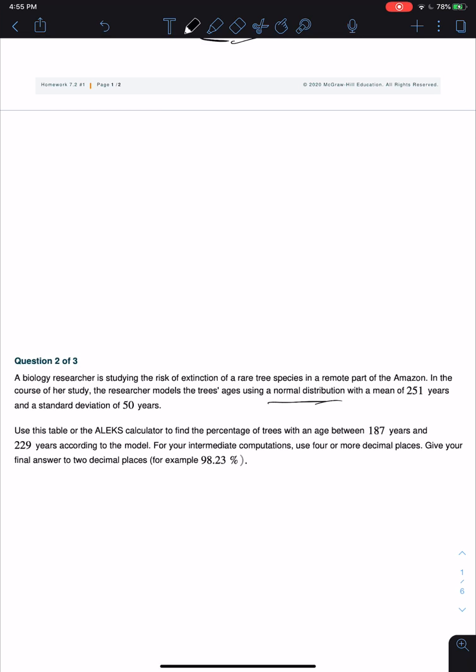With a mean of, so let's take some notes again. We've got a mean of 251 years, and this is the aging of these special trees that she's researching, and has a standard deviation of 50 years. 50 years, okay?